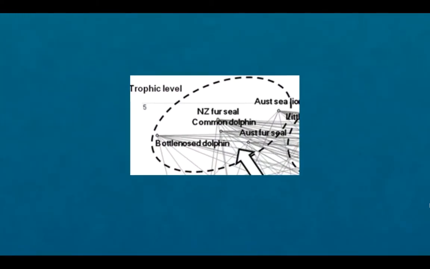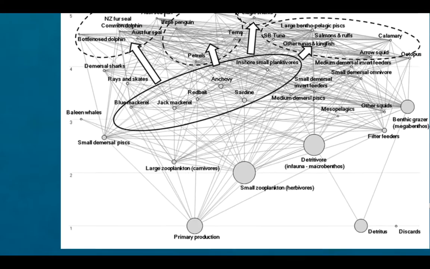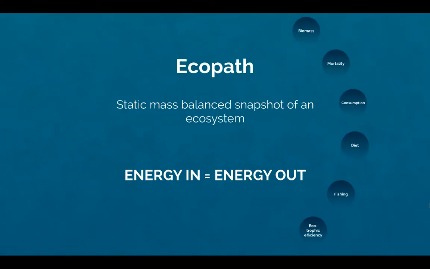That's why ecosystem-based modeling is useful in understanding the future for our waters and the influence one species' fluctuations can have on a whole system. EcoPath is a useful ecosystem model that projects a status mass balance snapshot of an ecosystem. Energy that goes in the system must be equal to the energy that comes out.